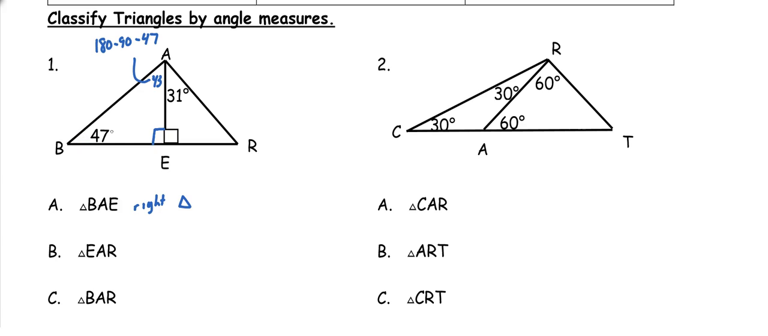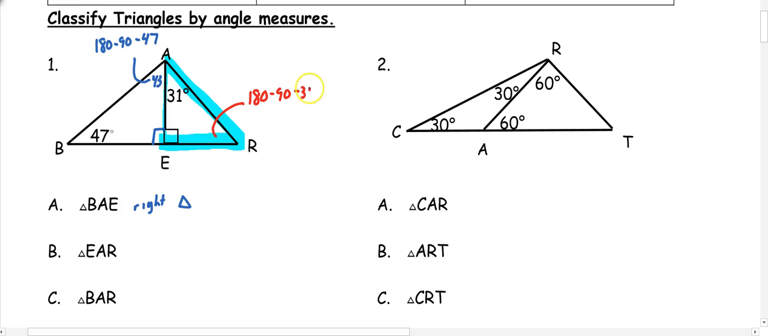My second triangle that I'm looking at is EAR. Now in EAR, we have a 90-degree angle, we have a 31-degree angle, so to get the last angle, 180 minus 90 minus 31, which will get us an angle of 59 degrees. So again, this is also a right triangle because it has one right angle.